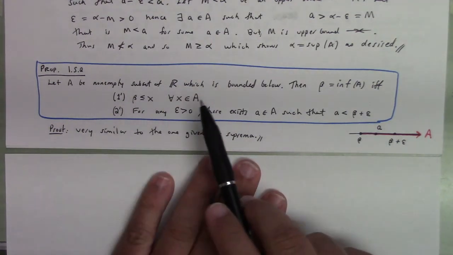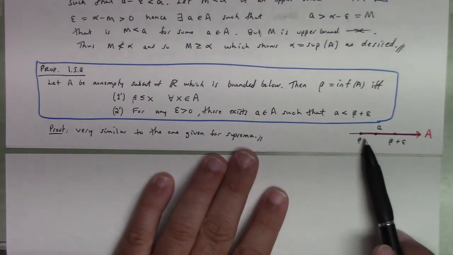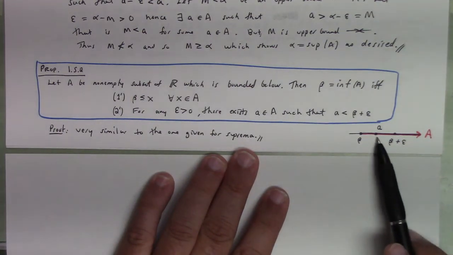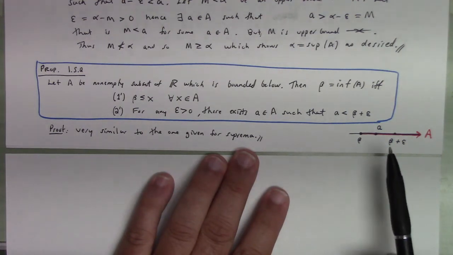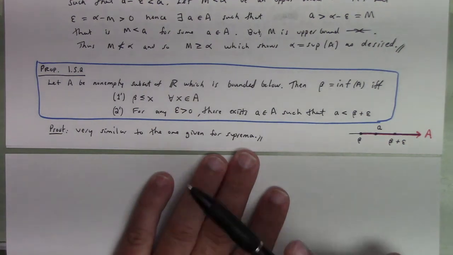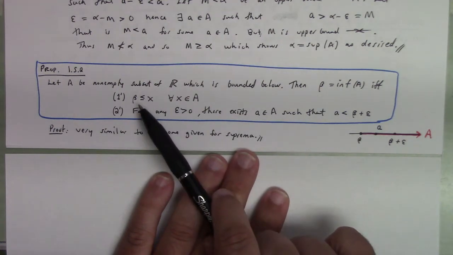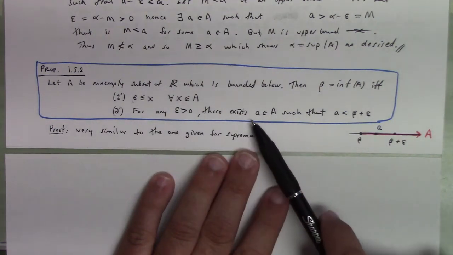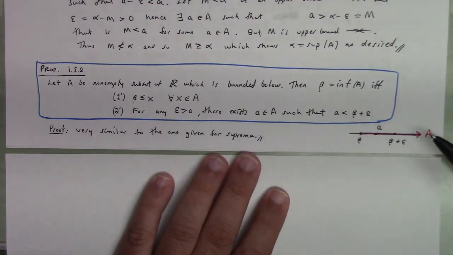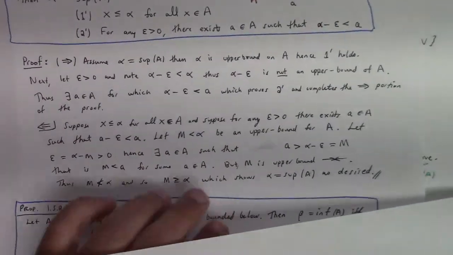1.52 is the same song and dance except for infimum. For the infimum, the picture goes like this. The greatest lower bound is beta. You take beta plus epsilon. Well, there's got to be some point in the set that's between these two guys, if beta is in fact as advertised and is the infimum. So beta is equal to the infimum if and only if beta is a lower bound, that's 1', and then for any epsilon greater than 0, there exists an a in the set such that a is less than beta plus epsilon. So the proof of proposition 1.52 is very similar to proposition 1.51, and I will omit it.